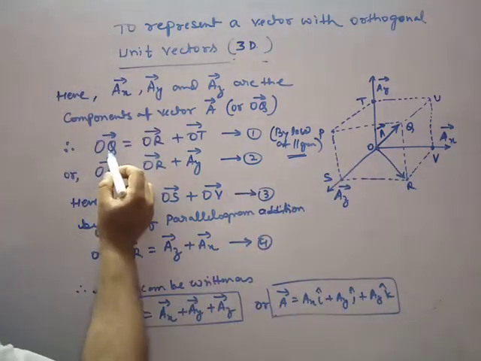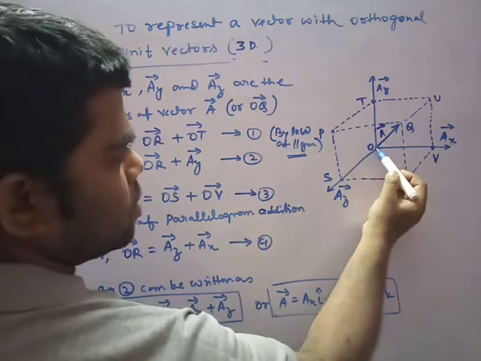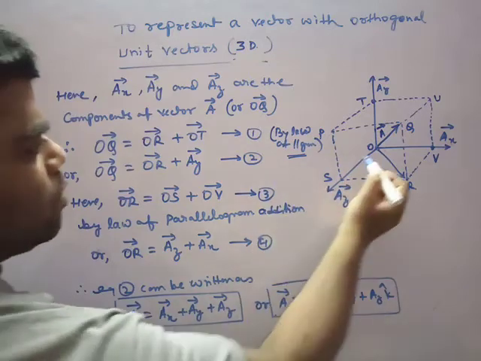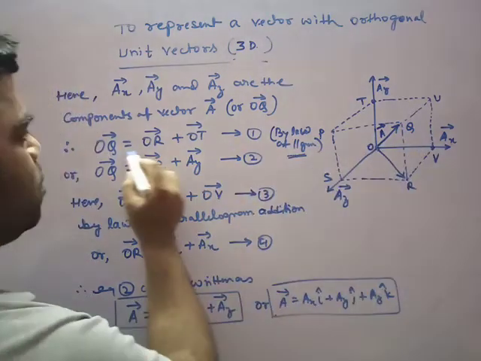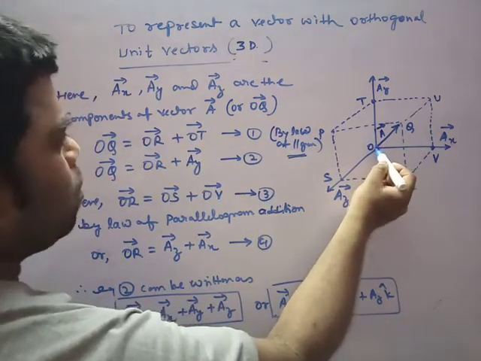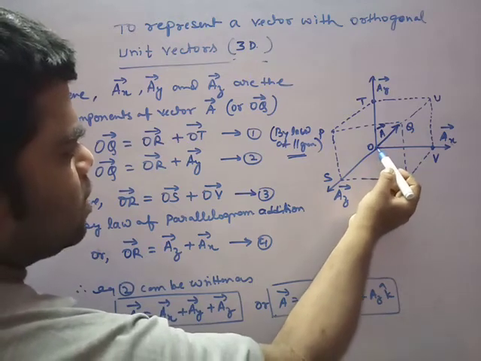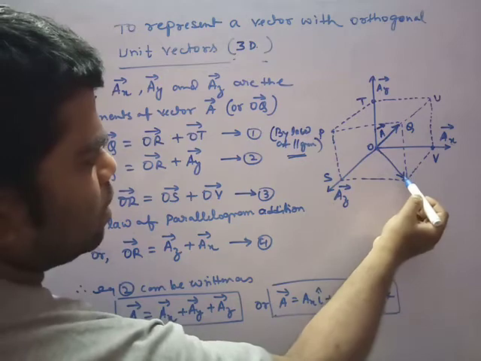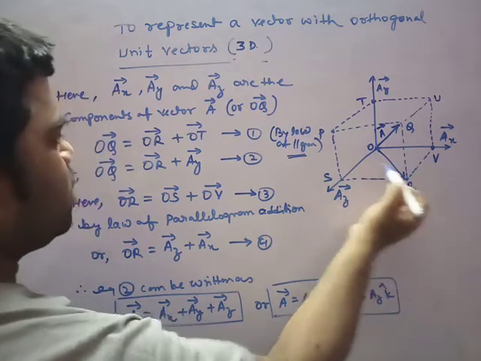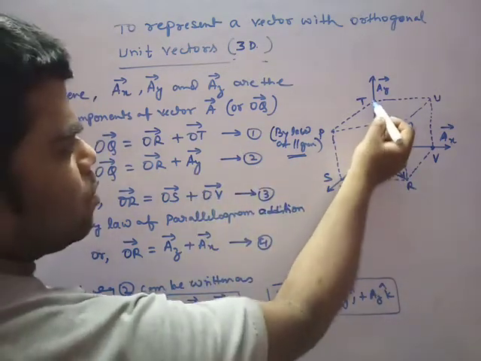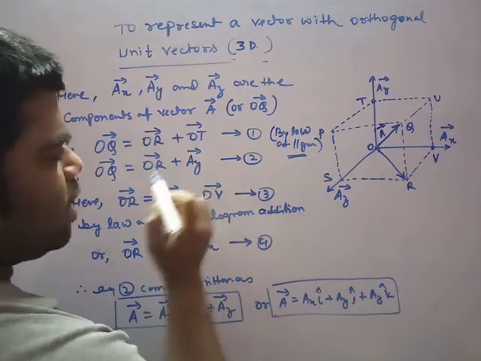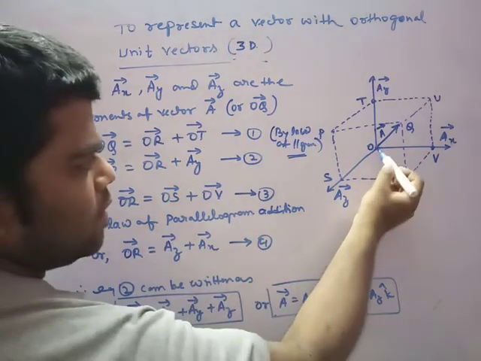So look at here, OA is the vector OQ. I have written here OR. You can see this can also be possible: OR, and OT. This is OT. Is it clear? But OT is nothing, it is AY. And this is OR.